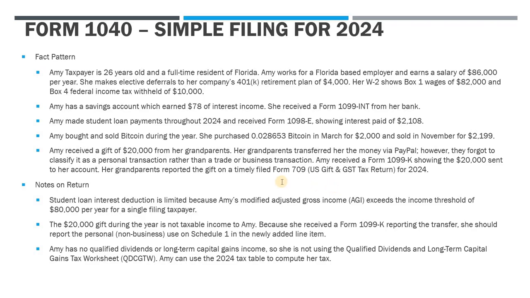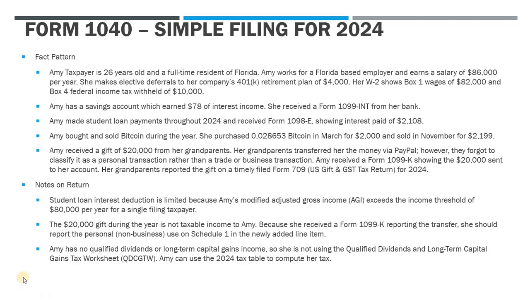And lastly, she received a gift of $20,000 from her grandparents. As for the method of transfer, her grandparents transferred it to her via PayPal, but they forgot to classify it as a personal use transaction rather than for trade or business. And so Amy inadvertently receives this 1099-K showing the $20,000 payment, and her grandparents did timely report this gift on a Form 709.